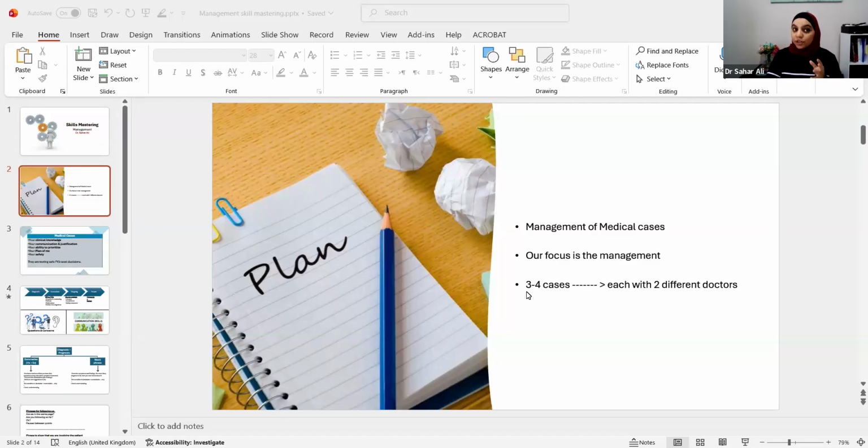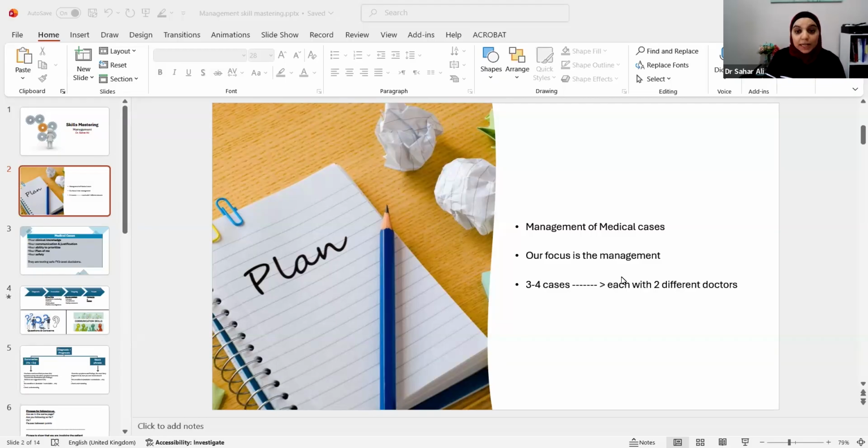We will have 3 to 4 cases, as the time allows us. For each case, we will take 2 doctors. This way, we will compare the performance of the management between the 2 doctors. We will find which was the best performance and which was the weaker performance, and by doing that, we learn from the mistakes. We learn which performance we should follow.